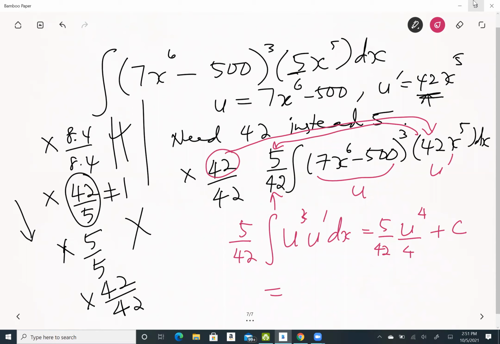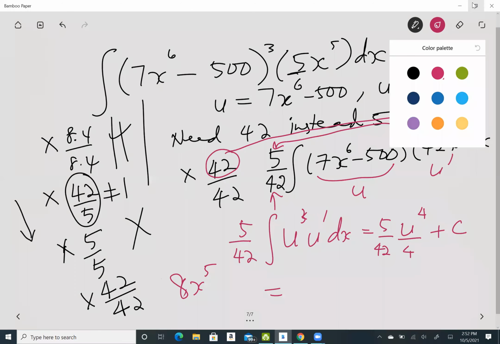So let's say you are given, okay, this is just another example. Let's say you are given 7 x to the power of 7. You are given 8, okay, 8x to the power of 5. All right, you want 42. So what do you do? You multiply by 42 over 42. Okay, you multiply by 42 over 42. And then you make the adjustment. All right. Okay, I'll give you another example. Okay, you done? Okay, one example, another example.